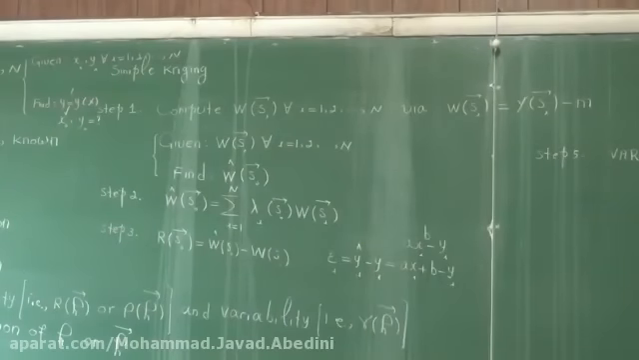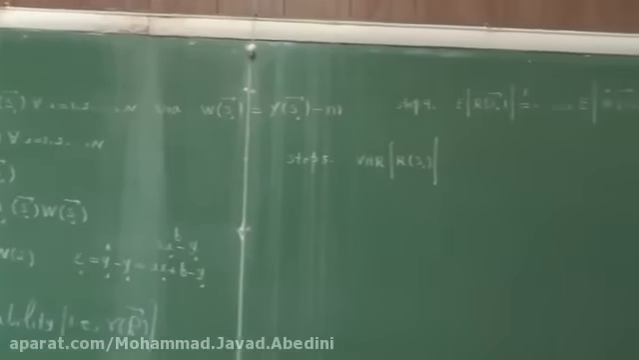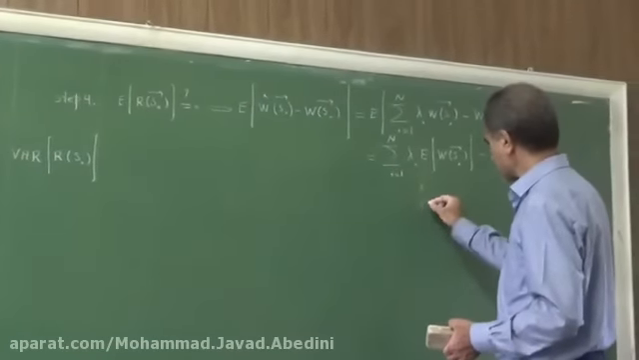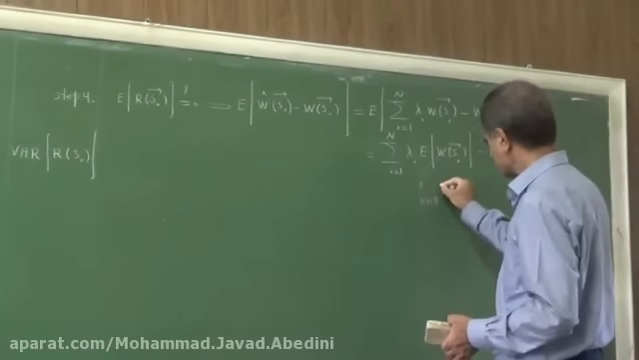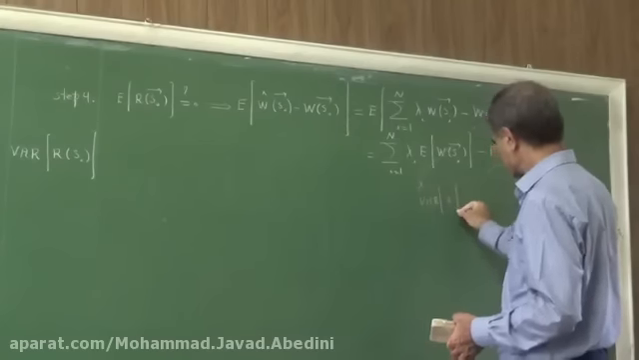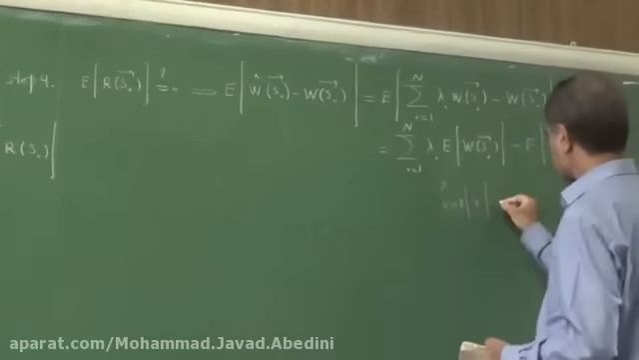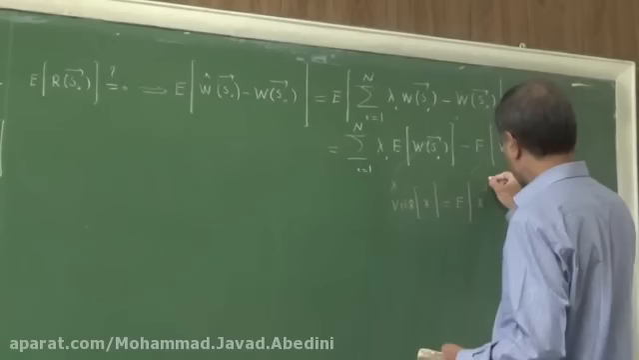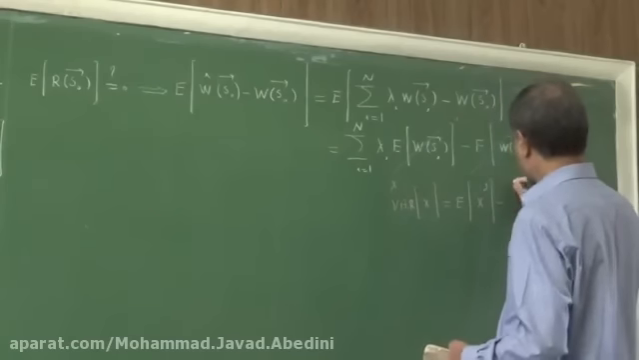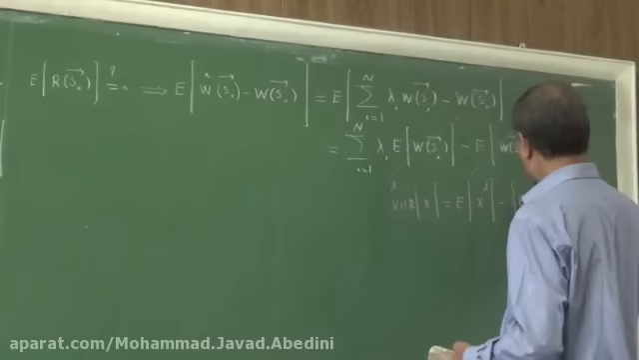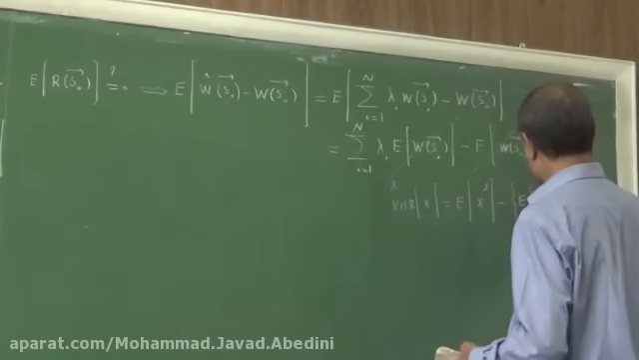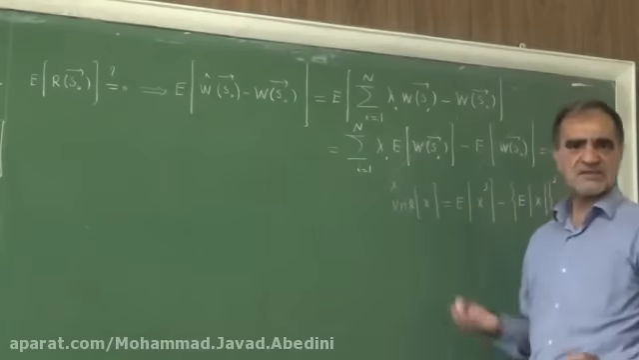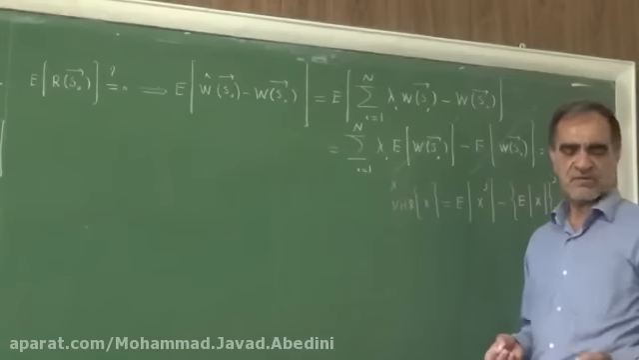let me write it in a different color here. If you have a random variable like x, you know for sure that the variance of x can be written as expected value of x squared minus expected value of x to the power of 2. That is our relationship for computation of variance.